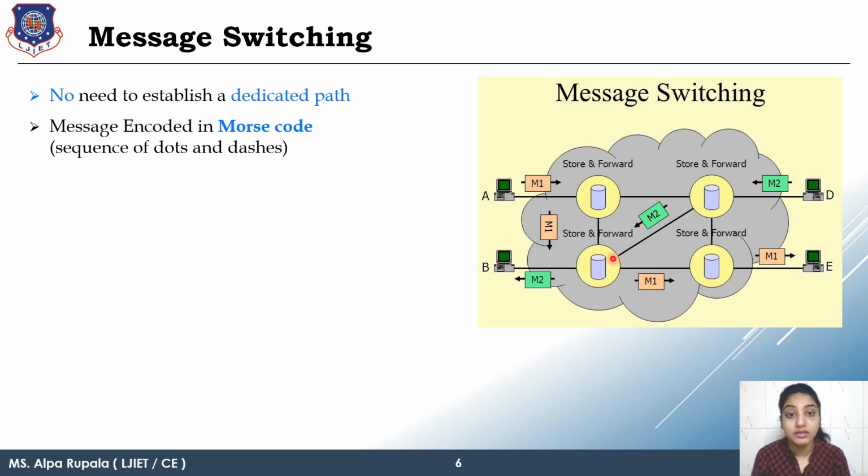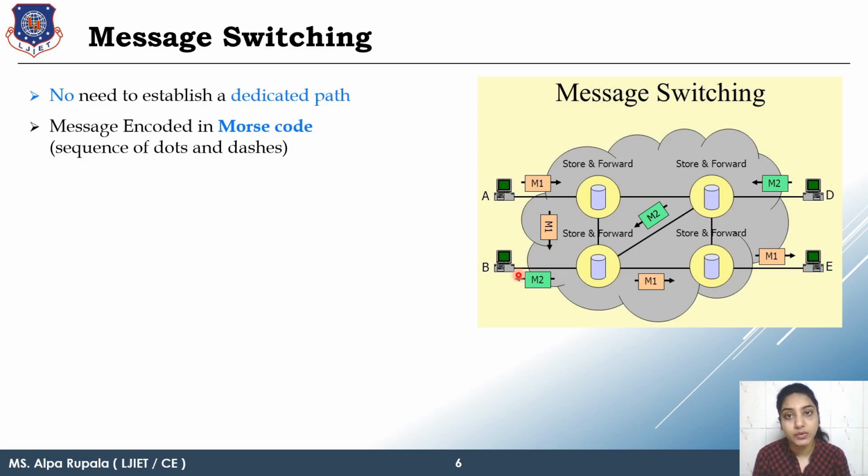Message priorities can also be handled in message switching. How? Suppose I want this M2 data to be sent right now because it is very important. Then all the other messages will be stored in your store and forward network, and only M2 will be transferred on your network. In this way the message priority can be handled.